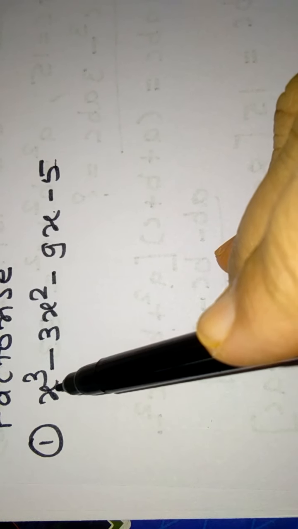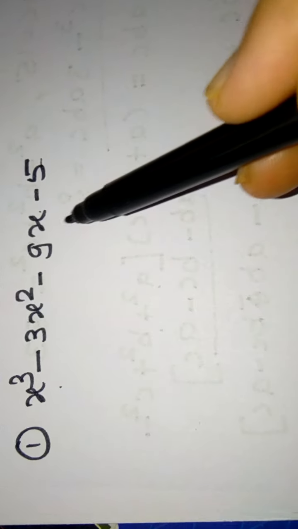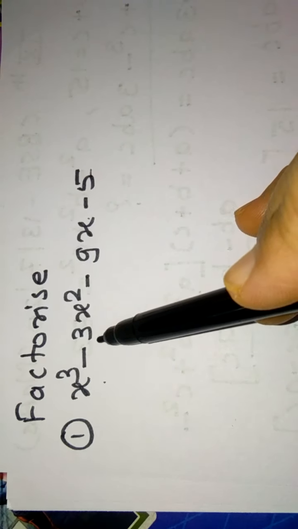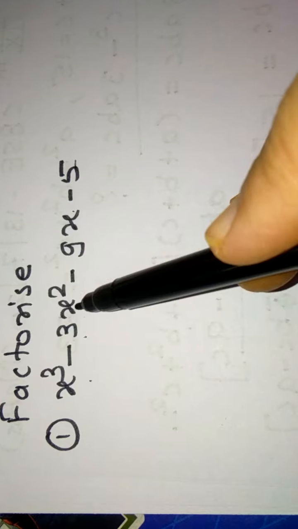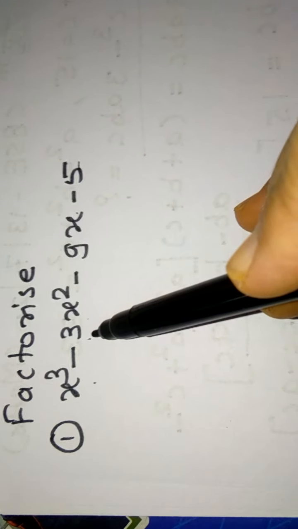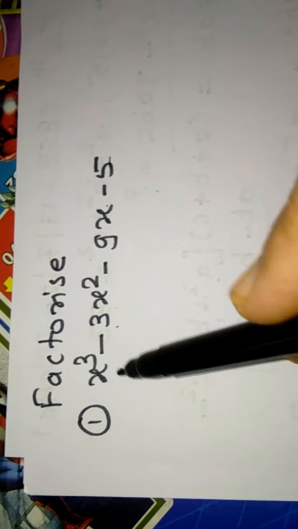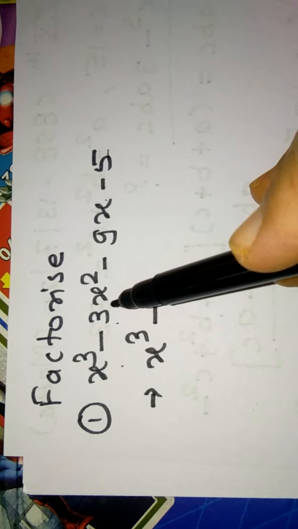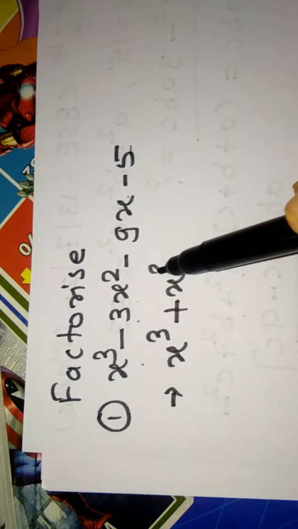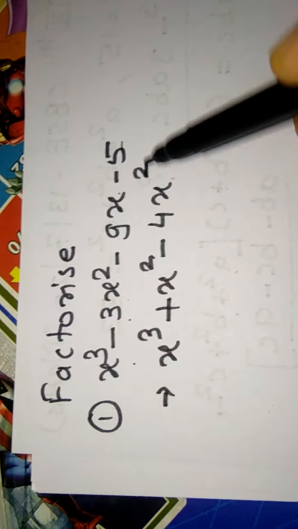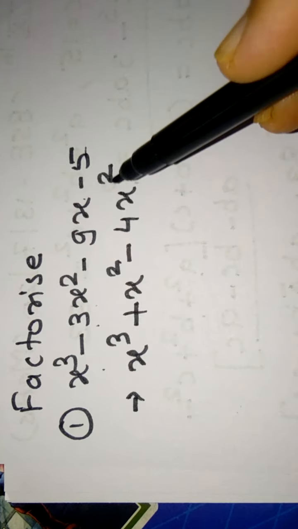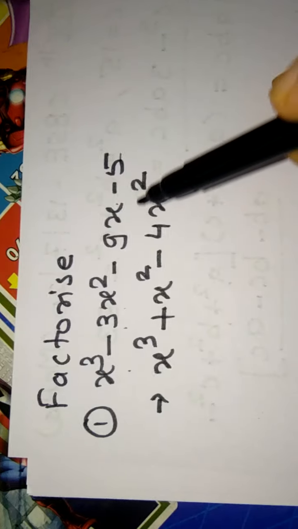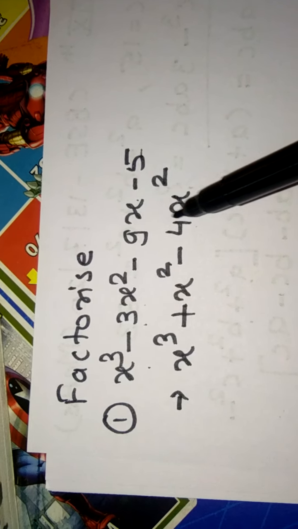If we take x square as a common factor, then we get x minus 3, but here there is no factor x minus 3. So arrange this minus 3x square so that we can get one fixed factor. How can we do it? See, we arrange x cube minus 3x square as x cube plus x square minus 4x square.